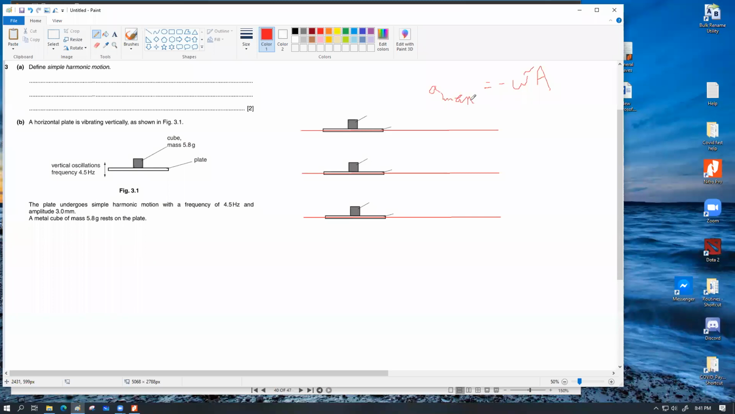You're gonna have the contact lost momentarily, exactly at the point where the acceleration becomes equal to the gravitational acceleration, which means when the object will use all of its available gravitational acceleration to maintain its simple harmonic motion, then it would have no acceleration left to push onto the plate.